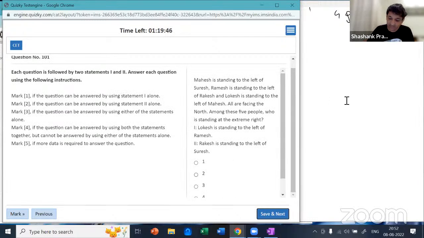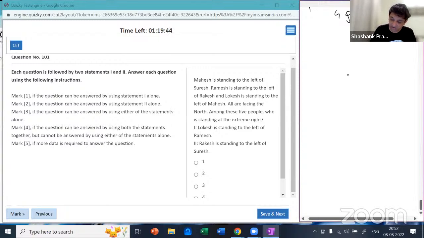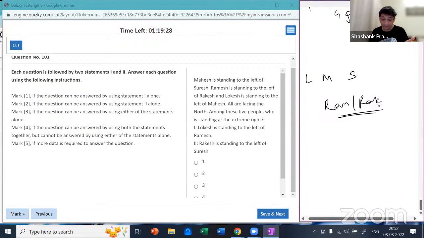Mahesh is standing to the left of Suresh. Ramesh is standing to the left of Rakesh. Very good. Lokesh is standing to the left of Mahesh. Lokesh idhar hai. Abhi Ramesh and Rakesh ka we don't know what is the scene. Okay. Lokesh is standing to the left of Ramesh. If Lokesh is standing to the left of Ramesh, we know that Ramesh is standing to the left of Rakesh. Okay, perfect. Who is standing at the extreme right?